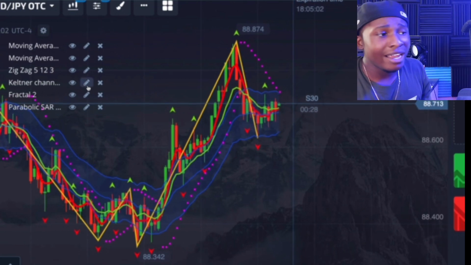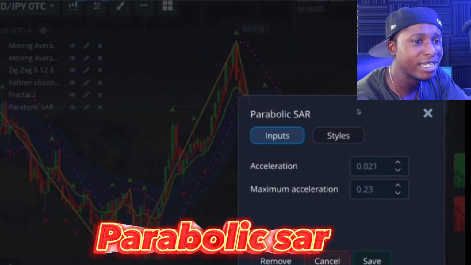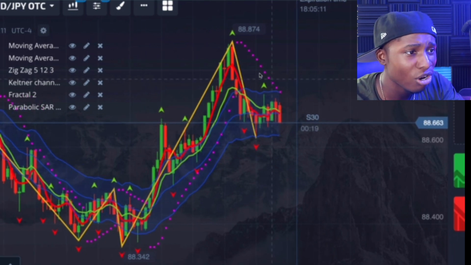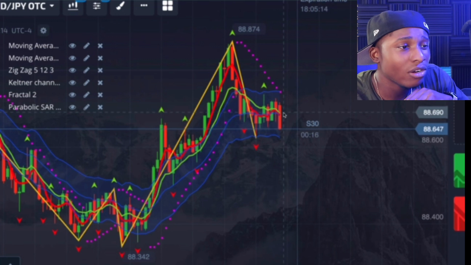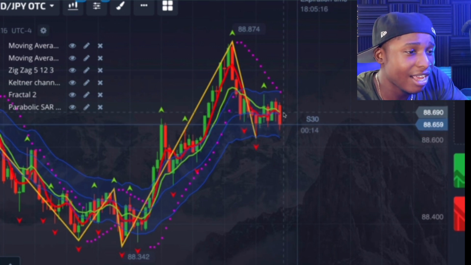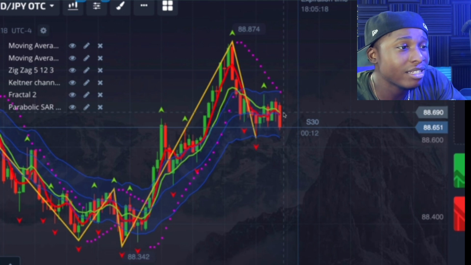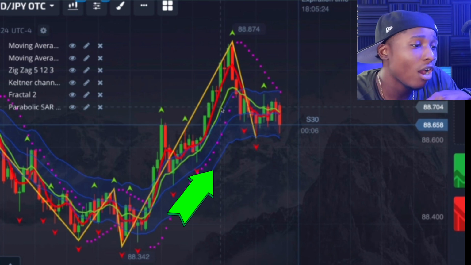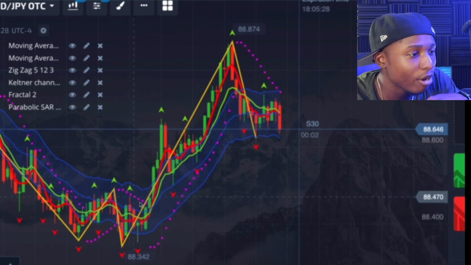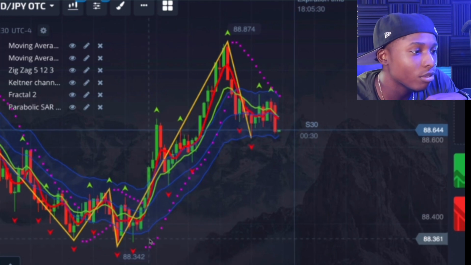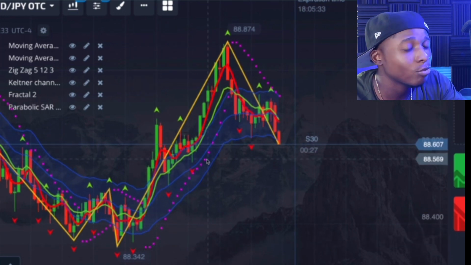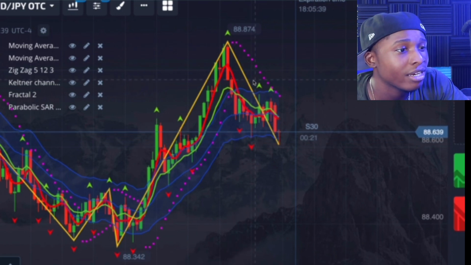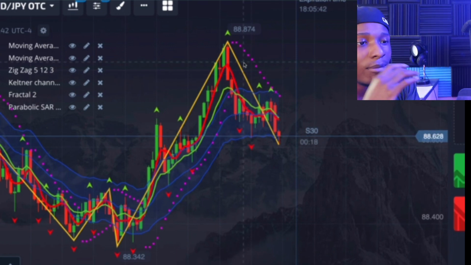But what I want to teach you today is this Parabolic SAR. The Parabolic SAR is at default settings, guys, and when you see these dots right here, this is your Parabolic SAR. If the candles are under the dots, that means the trend is going to keep going down. And if they're over the Parabolic SAR, that means the trend is going to keep going up, as you can see right here. So we were under the Parabolic SAR on a downtrend, and then boom, the Parabolic SAR shot up, and this is when we stayed on an uptrend. Same thing at the top of the mountain here, the Parabolic SAR is going down, and now we're on a downtrend because the candles are under that Parabolic SAR.